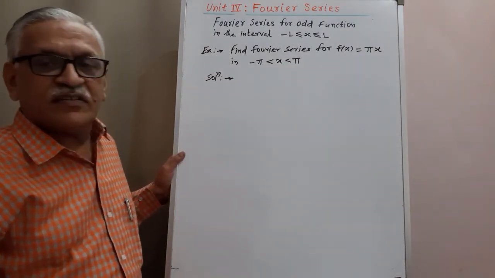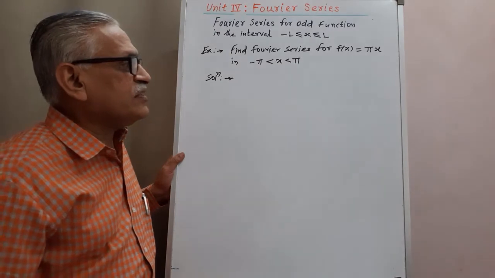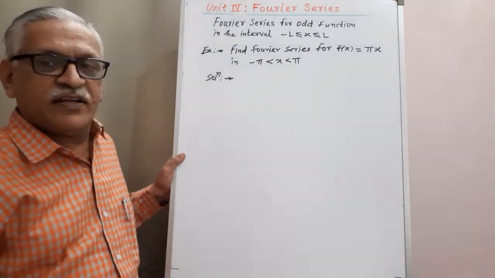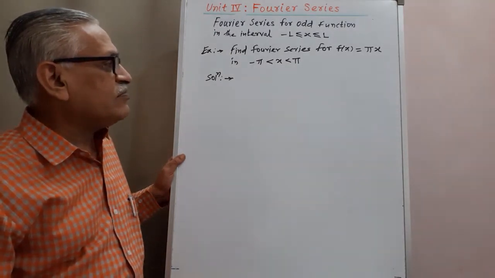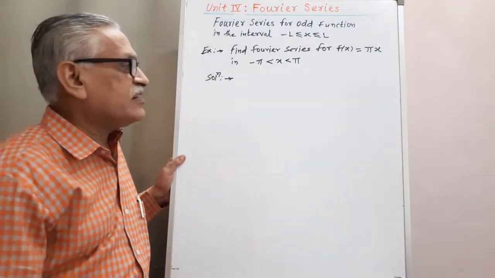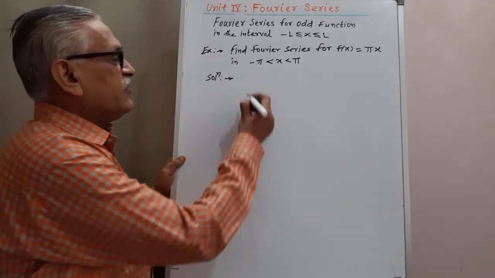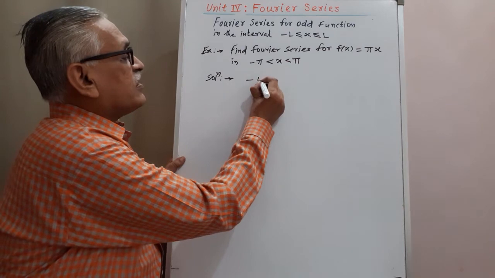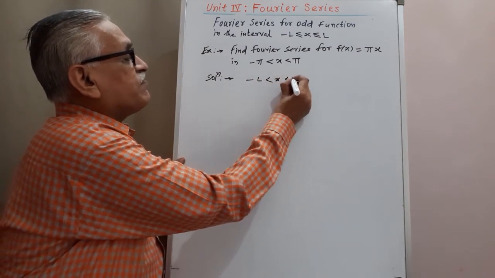Example: find the Fourier series for the function f of x is equal to pi times x in the interval minus pi less than x less than or equal to pi. Here the given interval is of the type minus L to L.